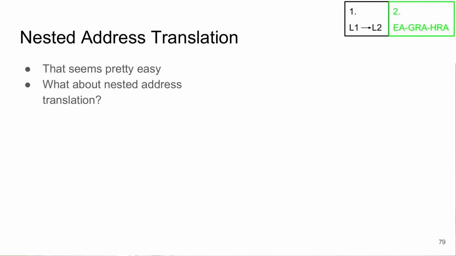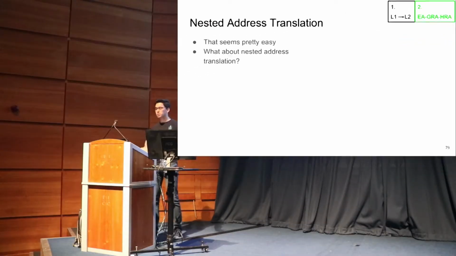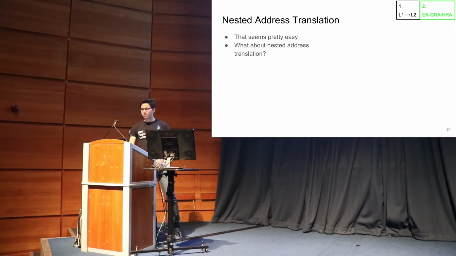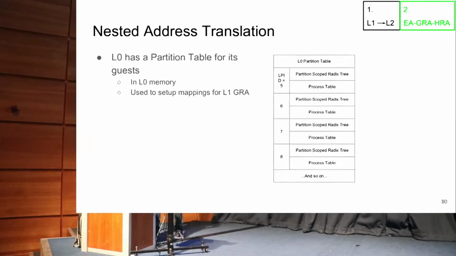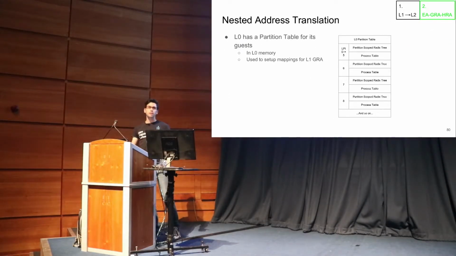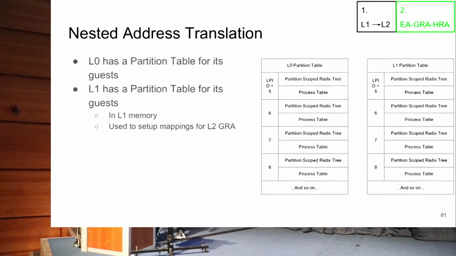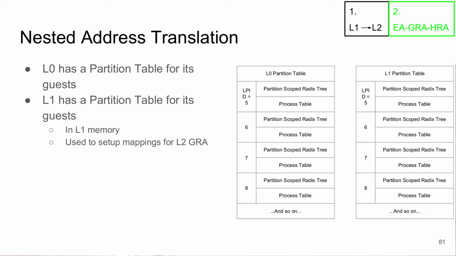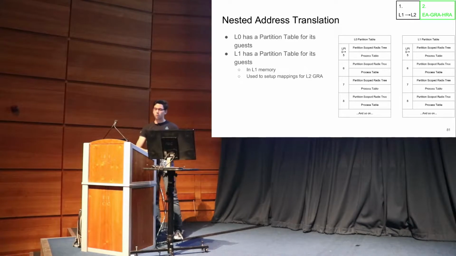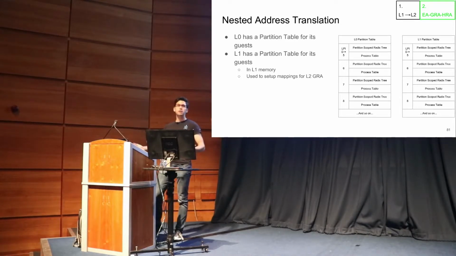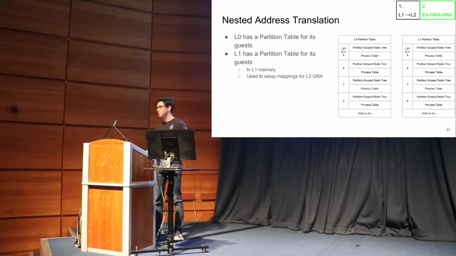Okay, so that was regular guest translation, but what about this nested address translation? That must be pretty easy, right? A few things to remember first. So level 0 has one of these partition table things in its memory, and it's used to set up mappings for the level 1 guest real address space. Now that level 1's going to run its own level 2 nested guests, it also sets up one of these partition table things in level 1 memory to set up mappings for the level 2 guest real address space.